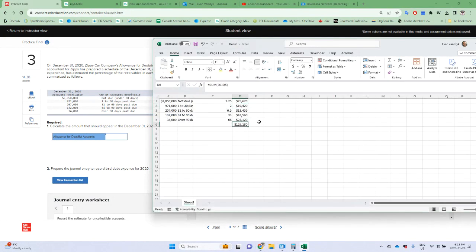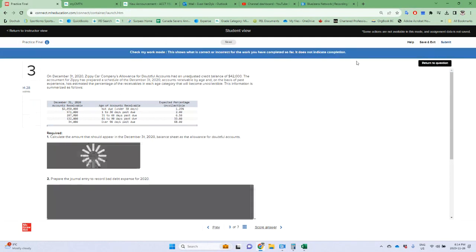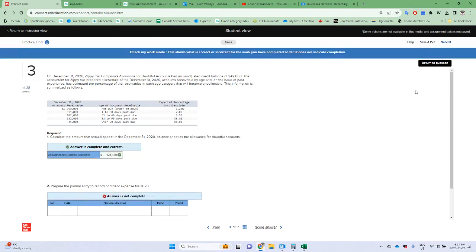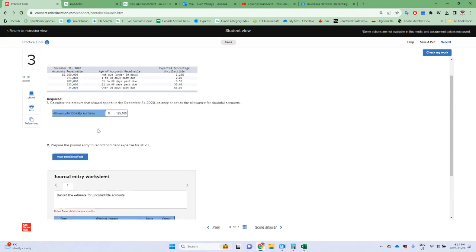At the end of it, I will get a total, and that total will be my new allowance for doubtful accounts. In this case, once I've multiplied this by this, this by this, and all 5 of them down, I get 125,180. I can check my work here real quick, and it is correct. So again, you just set these up in a chart and multiply them out across.